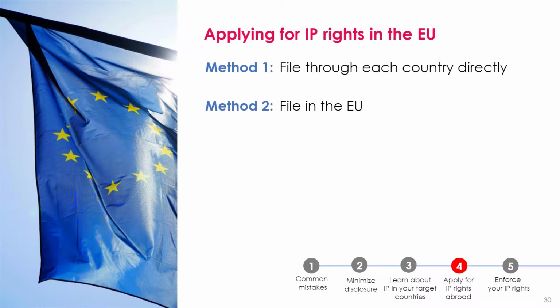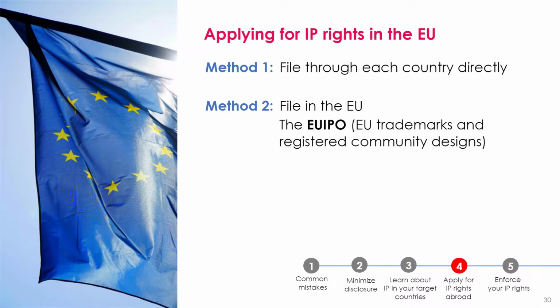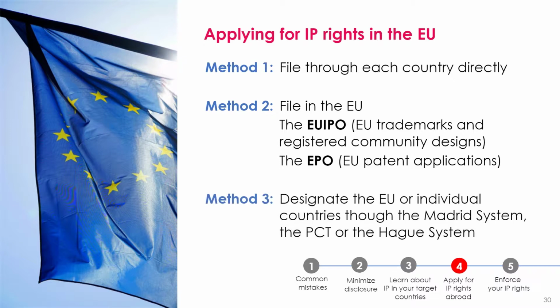European countries are member states of the 2 regional offices that handle IP rights in the EU. The European Union Intellectual Property Office, or EU IPO, accepts online applications for EU trademarks and registered community designs. You can file European patent applications with the European Patent Office, or EPO. Lastly, you can designate all or some EU countries using an international application system like Madrid, the PCT, or the Hague system, as we discussed before.